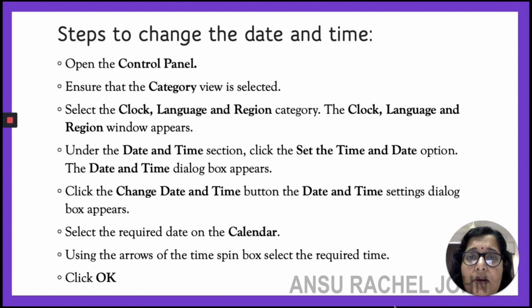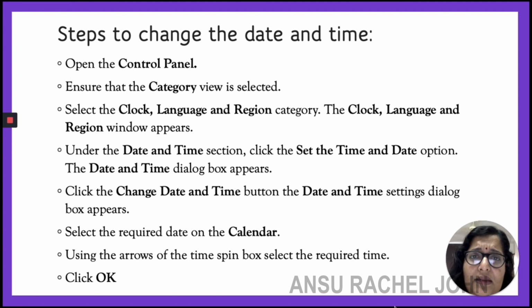Let me explain it one more time. You have to open the control panel. In that, you have to make sure it is in the category view. Once it is in the category view, look for the clock, language and region category. Click on it. Then the clock, language and region window appears. In that, you have to look for the date and time section. In that, you can find the set the time and date option. When you click on it, the date and time dialog box appears.